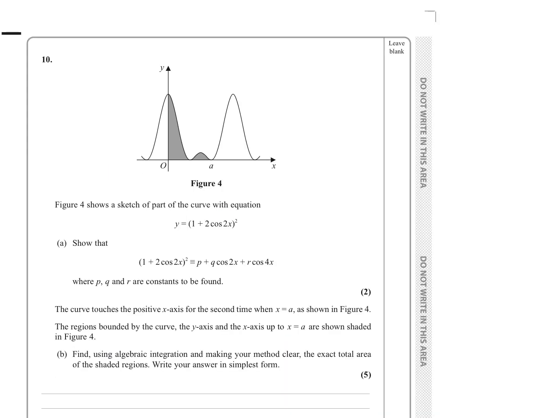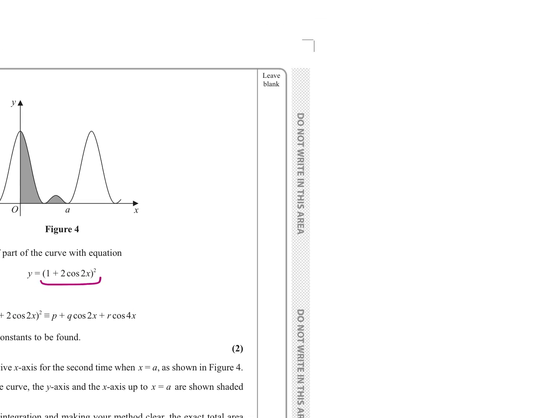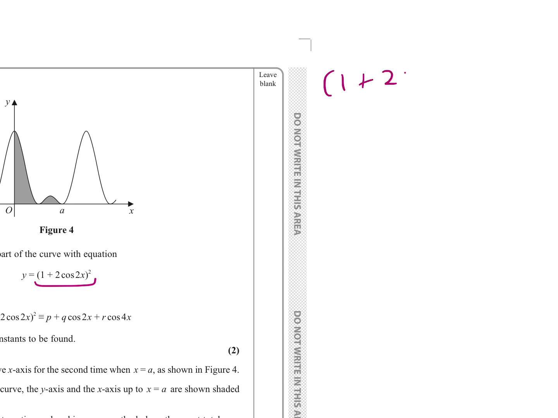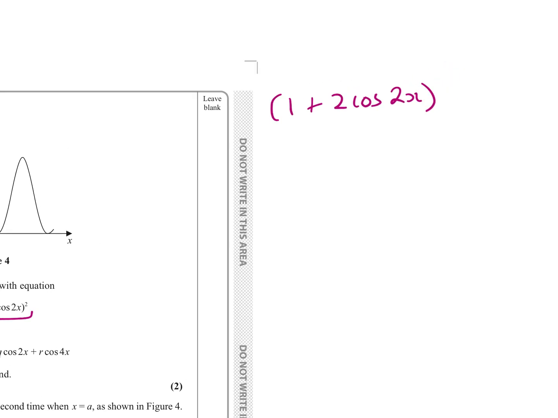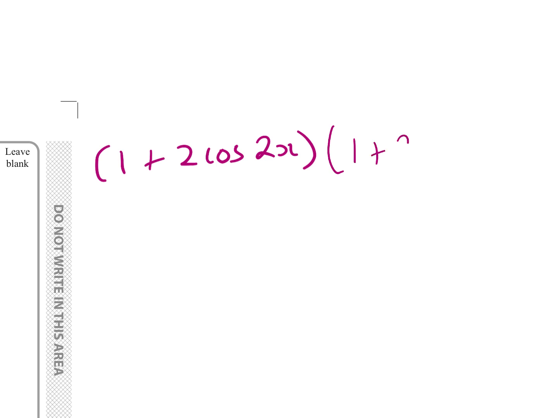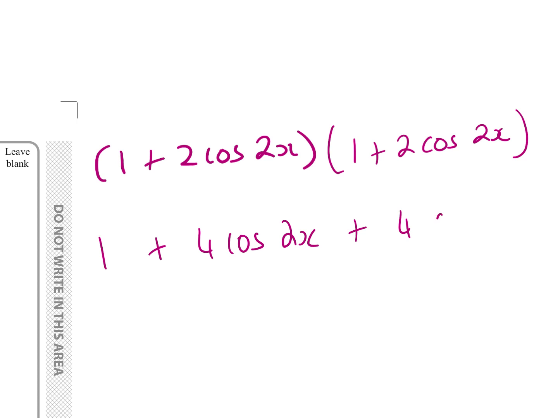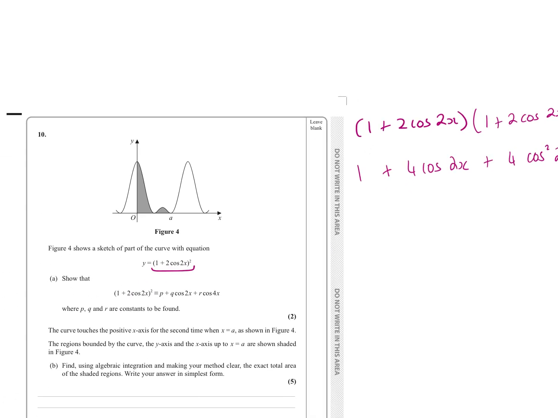Okay, so question 10. Figure 4 shows a sketch of part of the curve with this equation. Show that, okay, this equals this. Now, this is going to be 1 plus 2 cos of 2x multiplied by 1 plus 2 cos of 2x. So we're now going to have 1 plus 4 cos 2x plus 4 cos squared 2x.